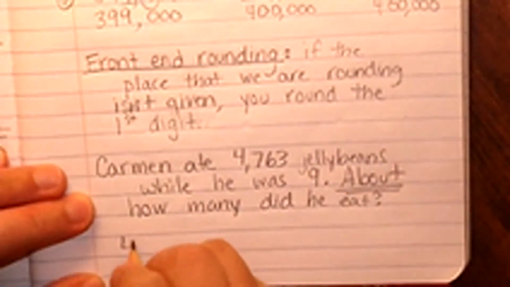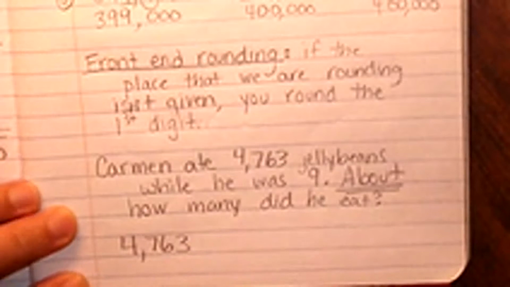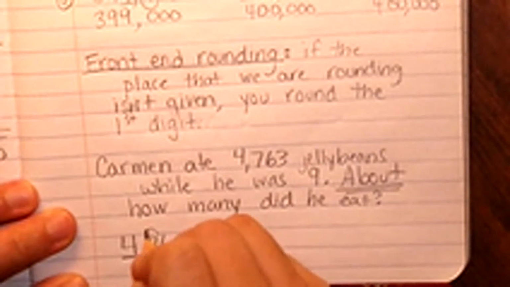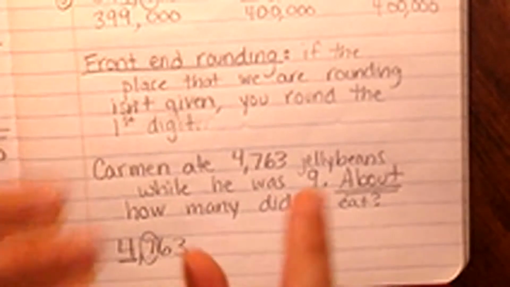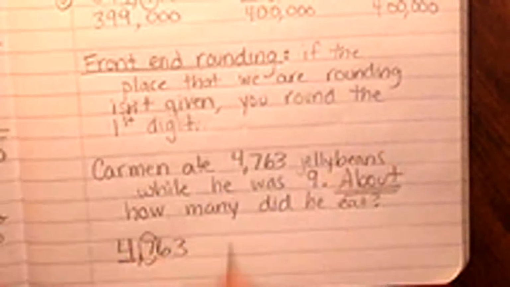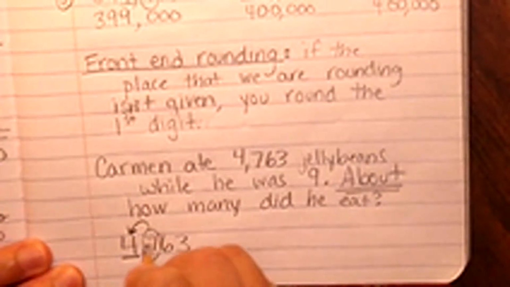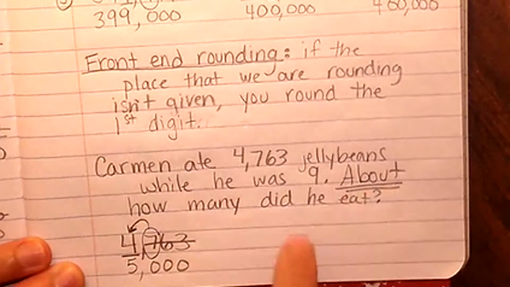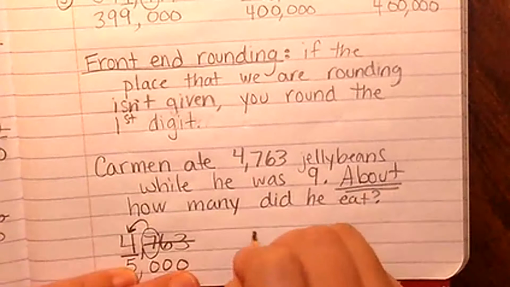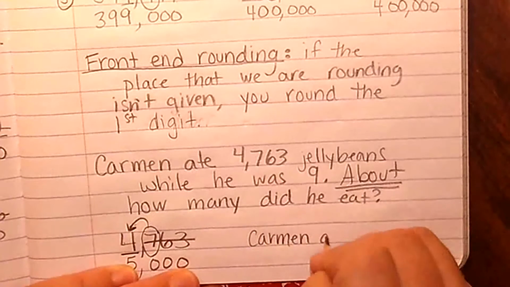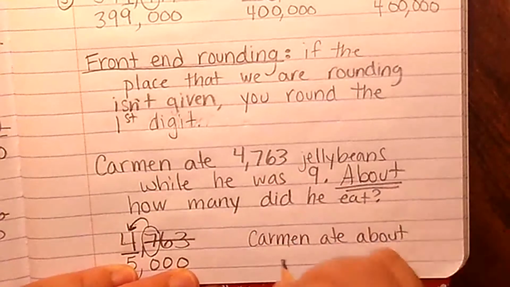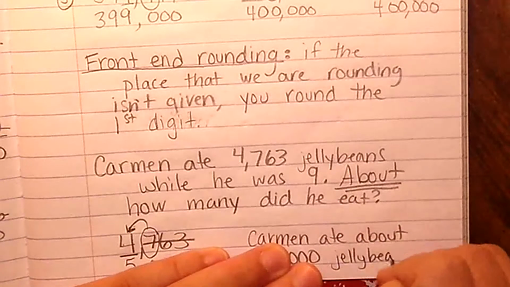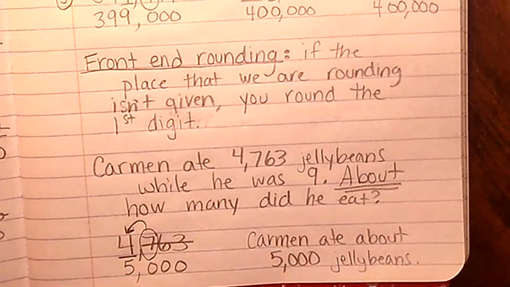Well, I'm going to take the number 4,763, and I'm going to use front end rounding. I underline the 4, circle the 7. Is 7 a handful? Yes, this hand's full. So I need to bring somebody next door, and now these are no problem. And my 4 turns into a 5. So about how many did Carmen eat? Carmen ate about 5,000 jelly beans. That is a lot of jelly beans. I hope he gets a lot of exercise too.